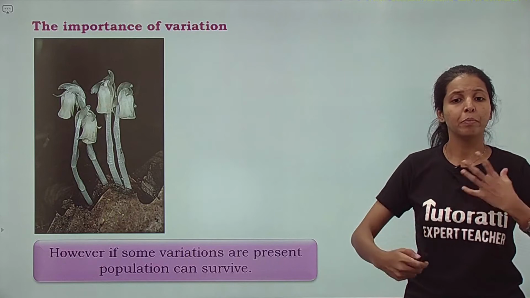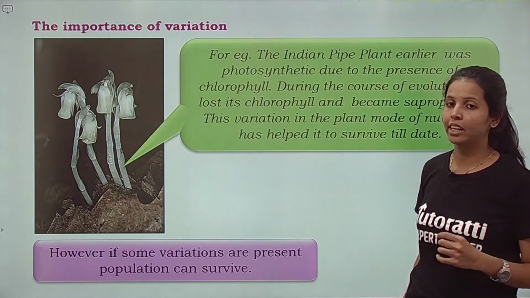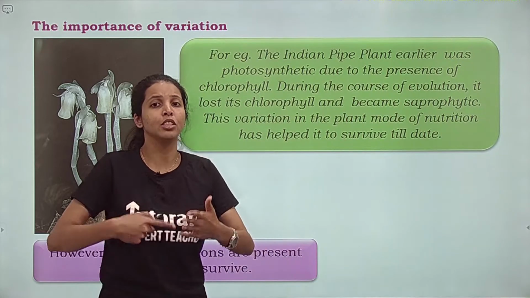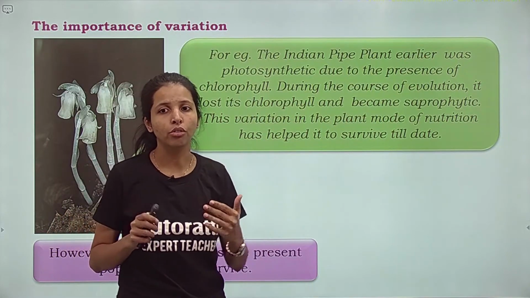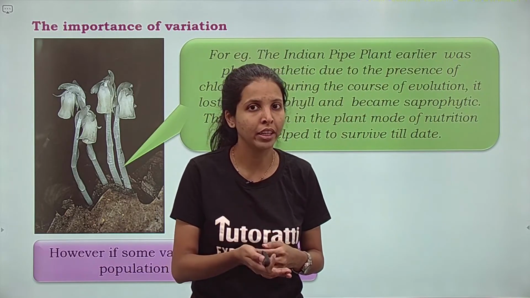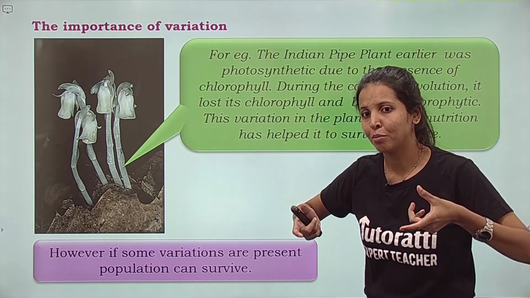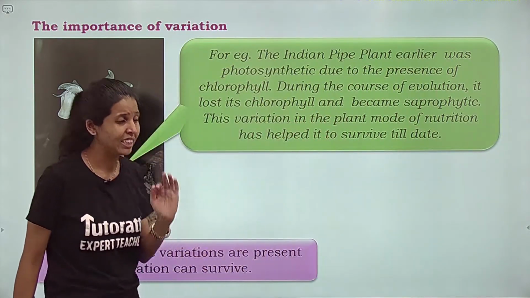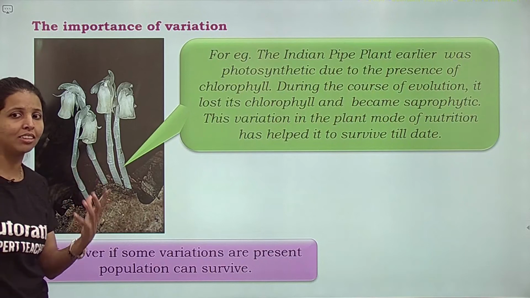However kids, if we bring about some variation, population can survive. कैसे? Let us see the example. Indian pipe plant earlier was photosynthetic due to presence of chlorophyll. But kids, during the course of evolution, it lost its chlorophyll and became saprophytic. We know the modes of nutrition, right? Saprophytic mode of nutrition से adapt किया. This variation बच्चा, they brought out this change in themselves in the mode of nutrition and thus it helped them to survive till date. Wipe out नहीं हुए. In fact, they brought a change, they brought a variation and they are surviving.